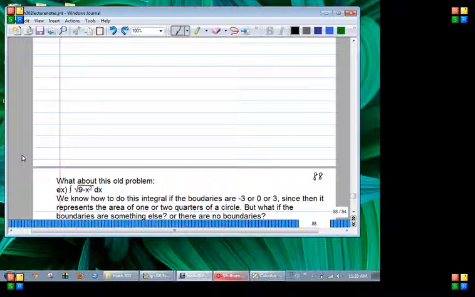So for example, you'd be given this integral and told to do it, say, from -3 to 3, or do the integral from 0 to 3. And you'd say, oh, I don't have to do the integral, I just know that that's the area under a circle, either 1/4 or 2/4. And you just wash your hands of the problem right there. But what if the boundaries are something different? Or what if there are no boundaries at all? What are we going to do? Well, now look at this integral. How can we do this integral?